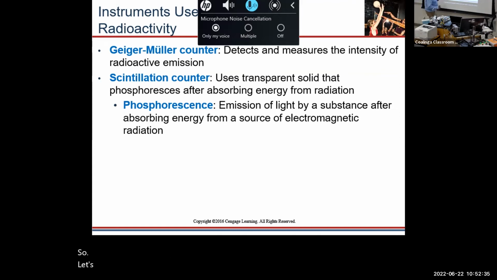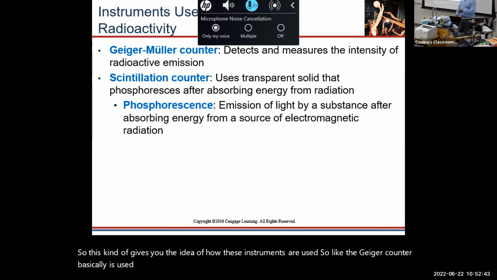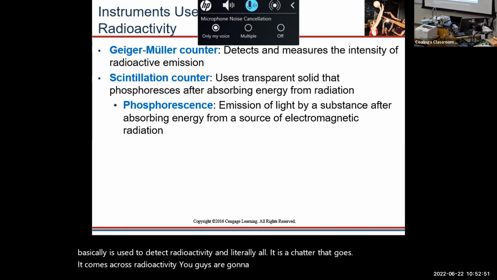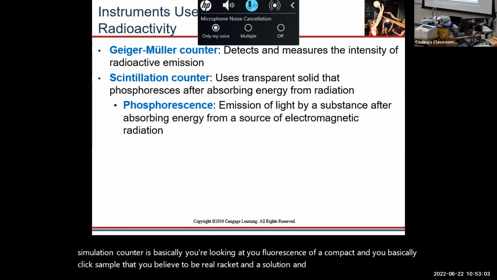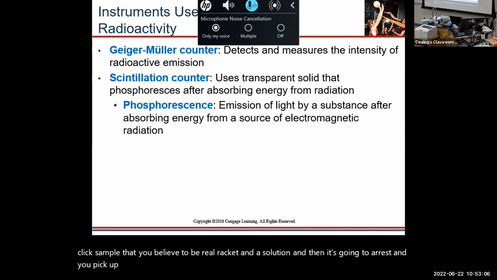So this kind of gives you the idea of how these instruments are used. The Geiger counter is basically used to detect radioactivity, and literally all it is, is a counter that goes off as soon as it comes across radioactivity. You guys are going to use something very similar to the Geiger counter. A scintillation counter looks at the fluorescence of a compound. You put a sample that you believe to be radioactive in a solution, and then it's going to fluoresce, and you pick up that fluorescence. That light is being emitted as a result.